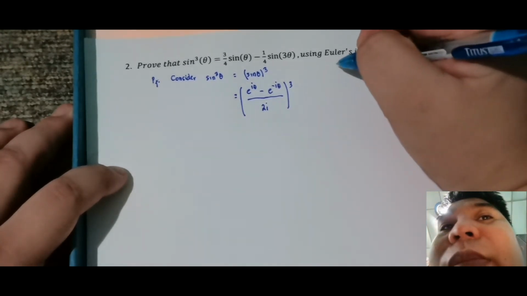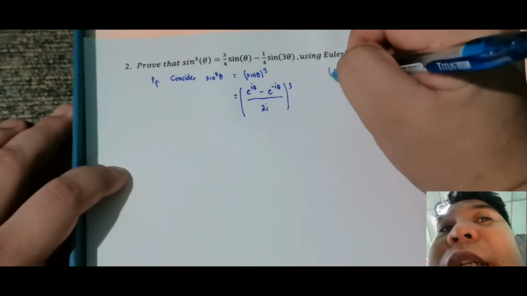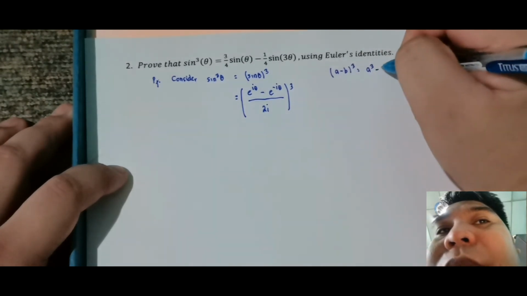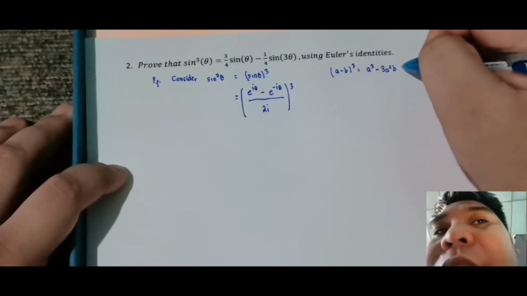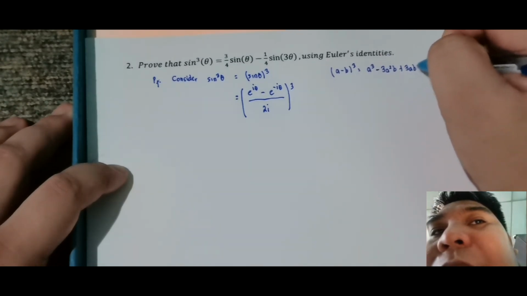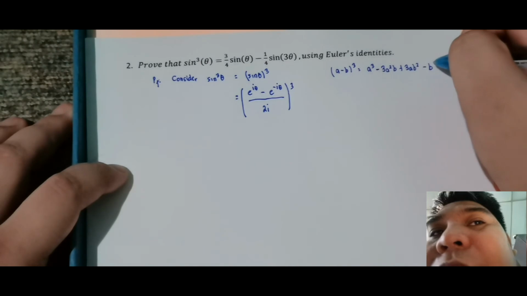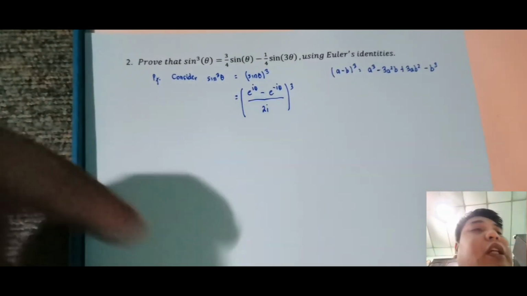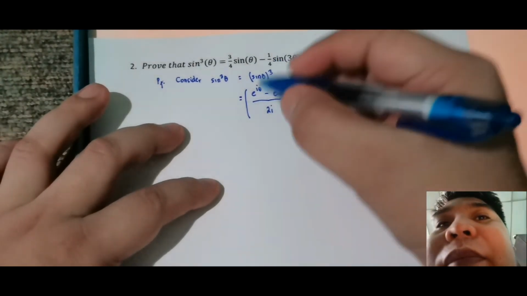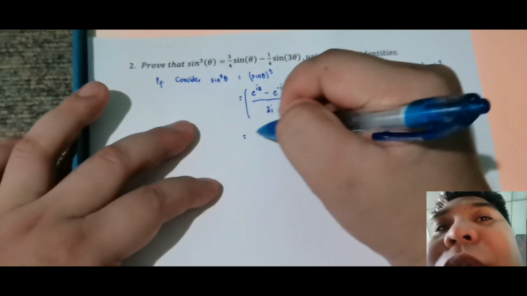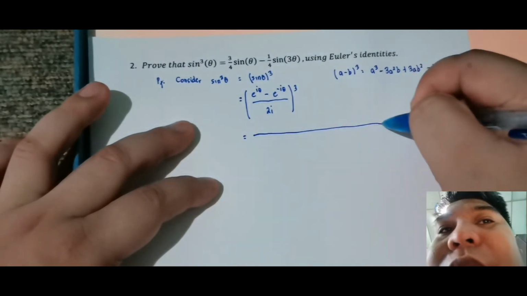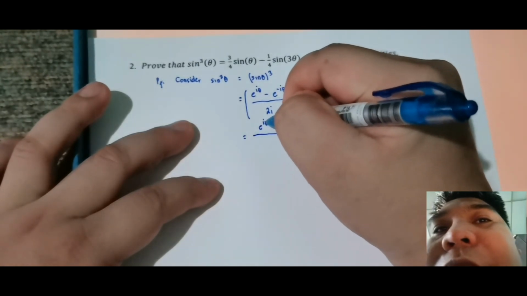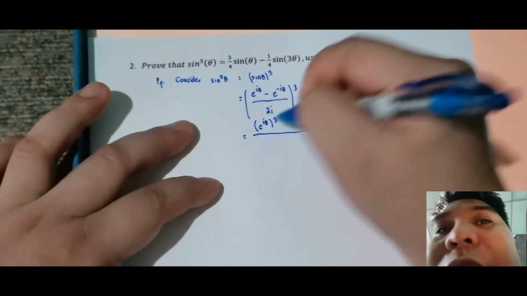Okay, so meaning, expand natin yung taas, expand natin yung ilalim. Kung tatandaan mo, ano ba expansion ng a minus b raised sa 3? So that is equivalent sa a cube minus 3a squared b plus 3ab squared minus b cube. Yung a natin yung e raised to I theta, yung b natin yung e raised to negative I theta. So expand natin yan. Medyo mahaba siguro to. Kung ganyan, e raised to I theta, then naka-raise sa 3. Tama?